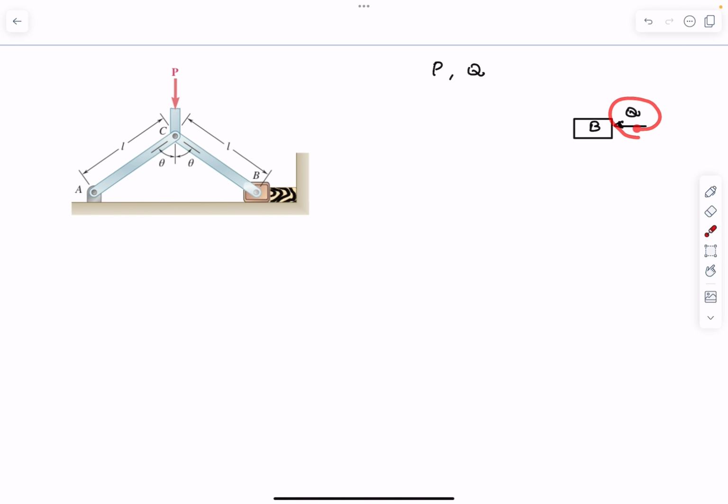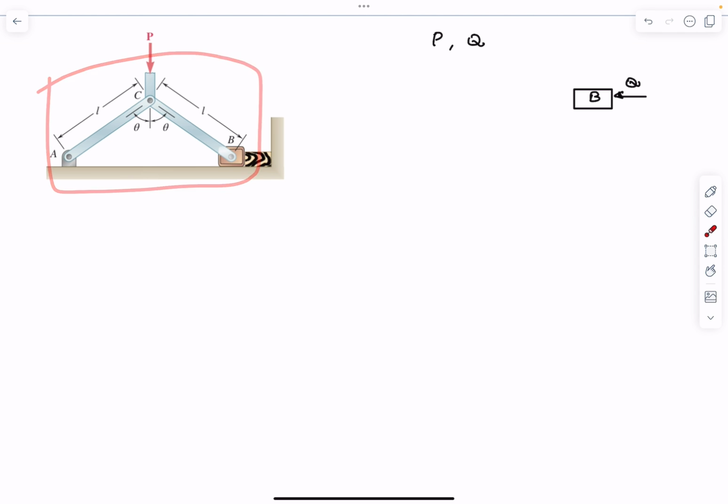So this force Q and this force P, you guys have to find a relation for this. So that's the first question. I hope you guys tried out the problem for a while. And also guys, initially the system is in equilibrium. Only in that situation you can apply the principle of virtual work.